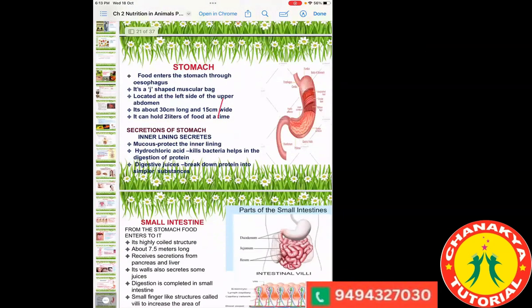Now, once the esophagus has given the food to the stomach, it will be there in the stomach, and most of the breaking down of the food will be done in the stomach only. Food enters the stomach through the esophagus, and it is a J-shaped muscular bag. When we look at its structure, it is J-shaped. I'll show you.